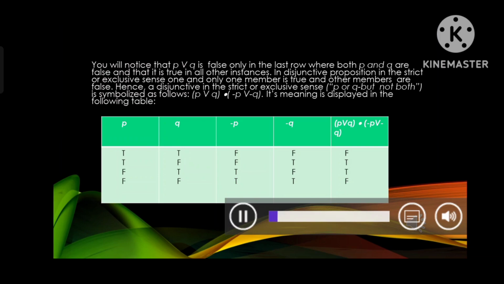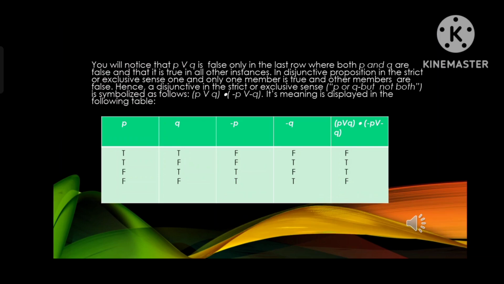Lastly, try to observe this truth table. You will notice that P V Q is false only in the last row where both P and Q are false, and that it is true in all other instances. In a disjunctive proposition in the strict or exclusive sense, one and only one member is true and the other members are false. Hence, a disjunctive in the strict or exclusive sense, where P or Q but not both, is symbolized as follows. P and Q and minus P and minus Q.